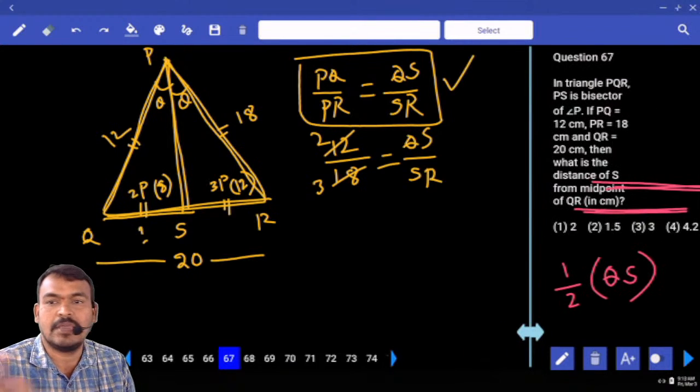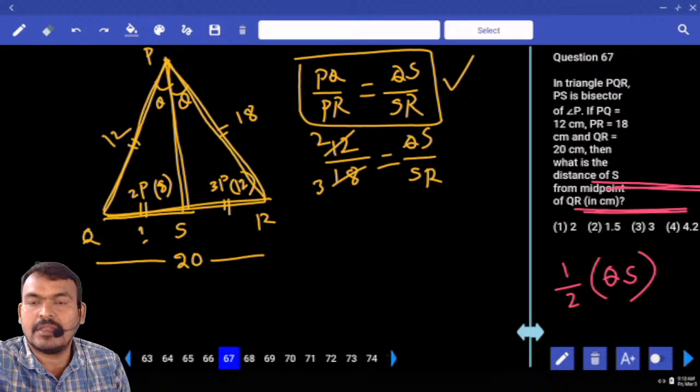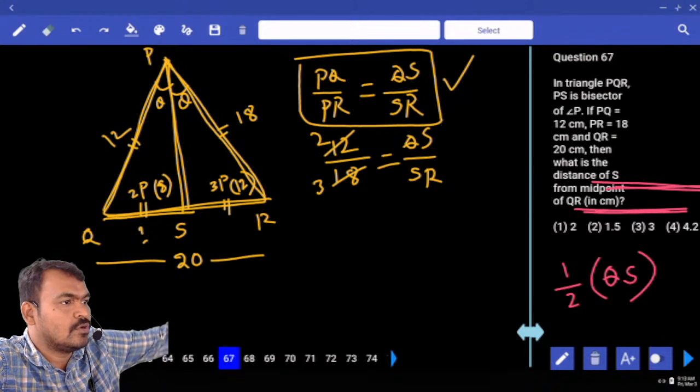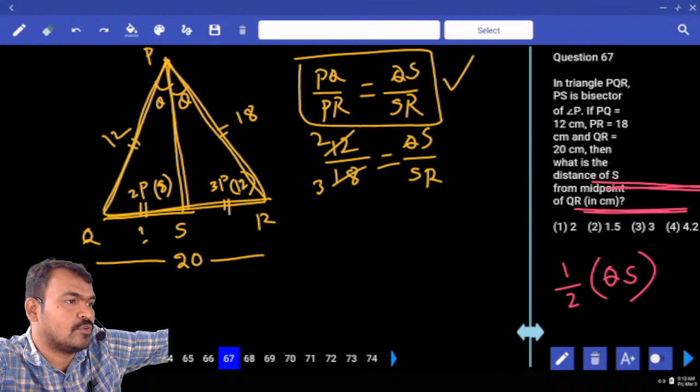By the property, PQ by PR is equal to QS by SR. The sides ratio is 2:3. The other one is also the same 2:3 ratio.